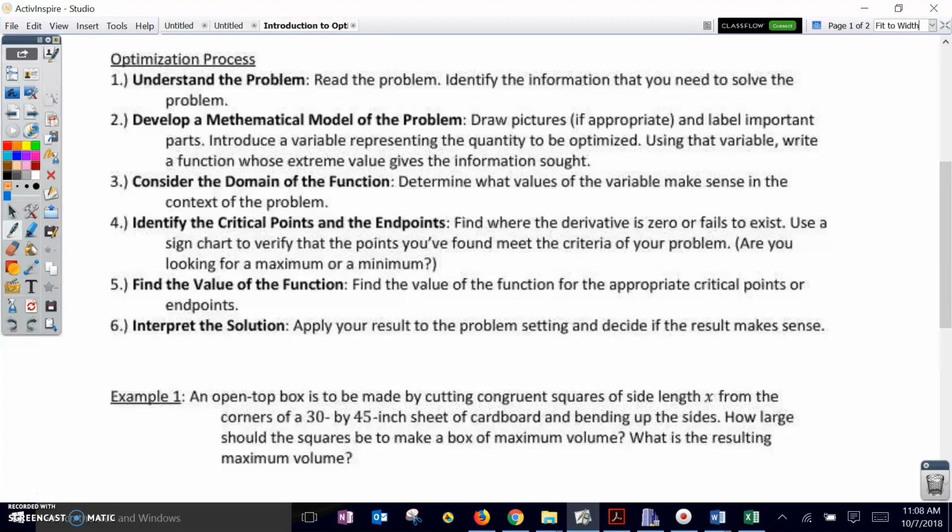What values of the variable make sense in the context of the problem, which is going to help us to identify critical points and endpoints. We want to find the critical points and endpoints, and then use a sign chart to make sure that the point you find meets the criteria of your problem. You want to find the value of the function for the appropriate critical points, and then interpret your solution. Make sure that your solution makes sense in the given context. Alright, so let's look at example 1.